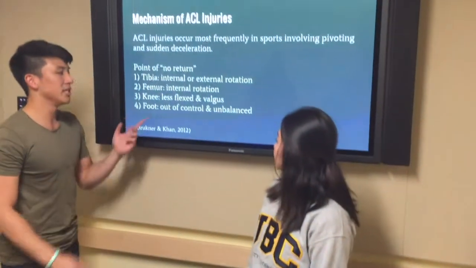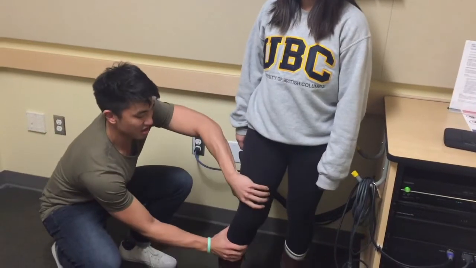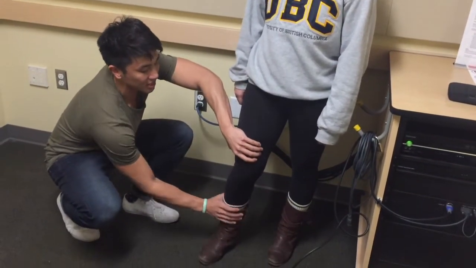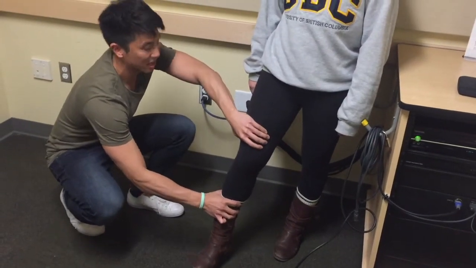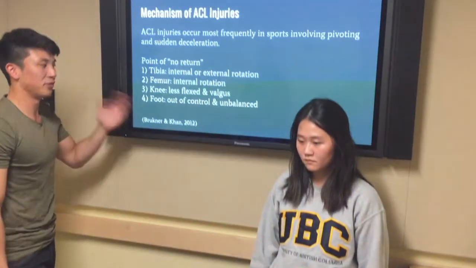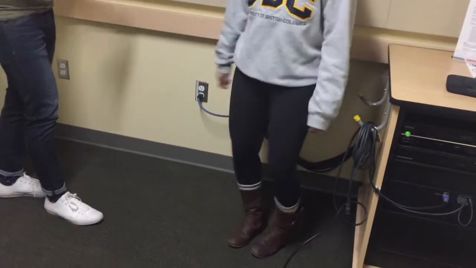And thirdly, we have the knee when it's in valgus, and then when it's less flexed, so it's kind of extended like that. And then lastly, we have the foot when it's out of balance, out of control and unbalanced.